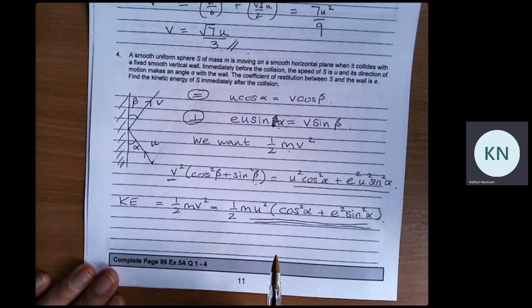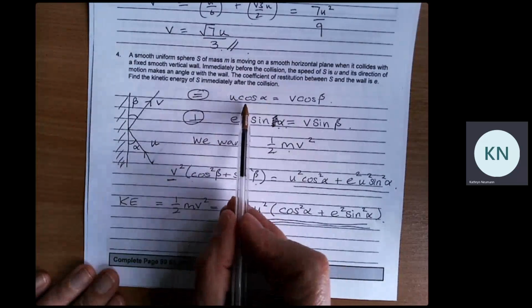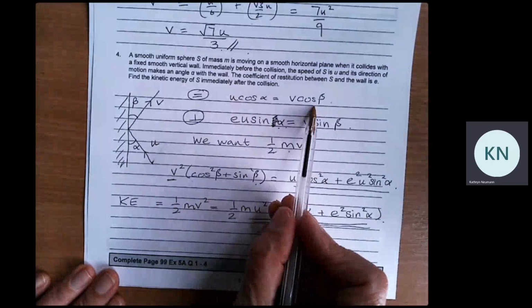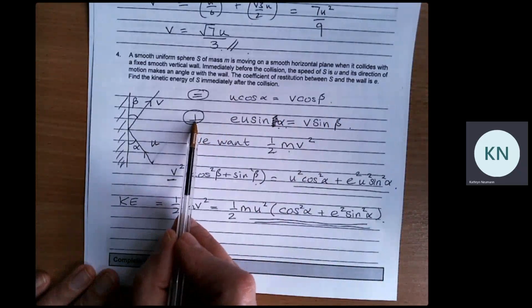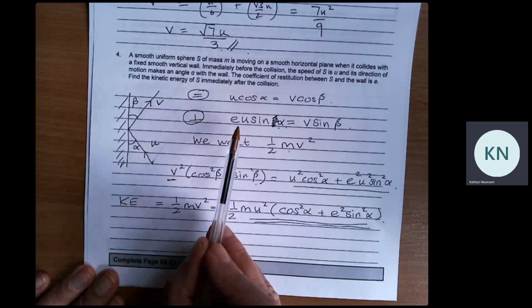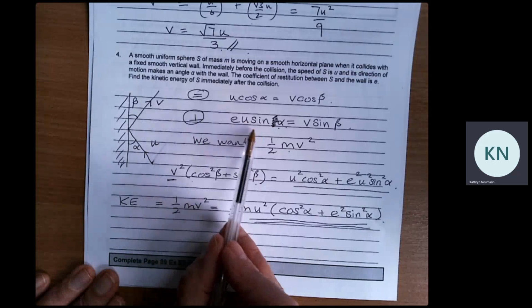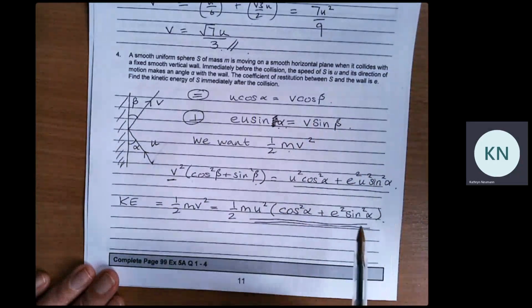So all of these kinds of questions are solved by resolving parallel to the wall and noticing that the velocity is unchanged, and resolving perpendicular to the wall because that's the direction the impact and the impulse happens, and using the fact that E times U is equal to V, which is the work you did in year 1. So if you go away now and solve some problems from exercise 5A, questions 1 to 4.